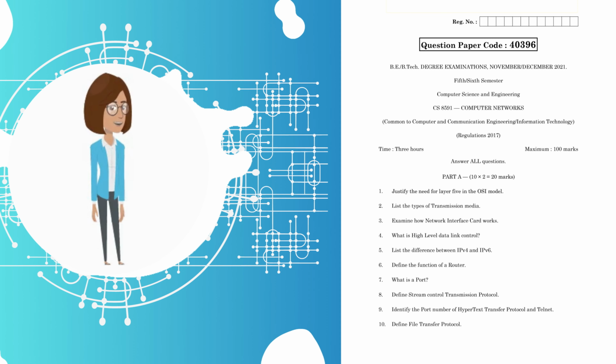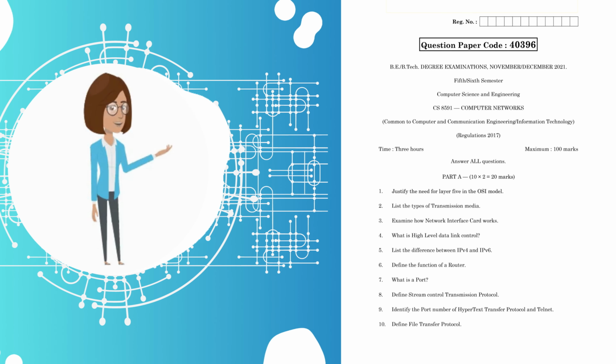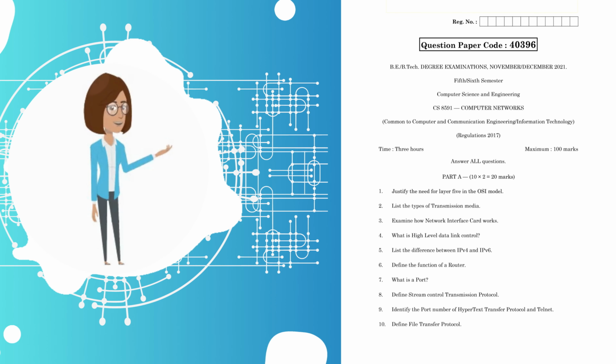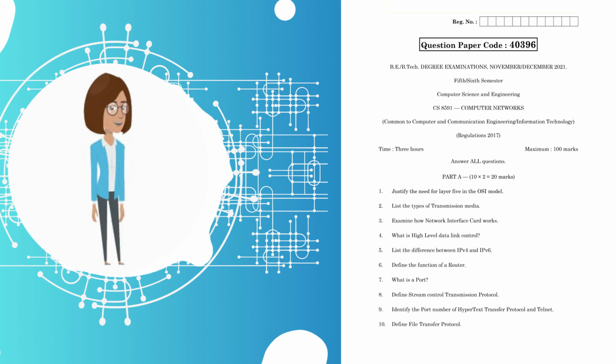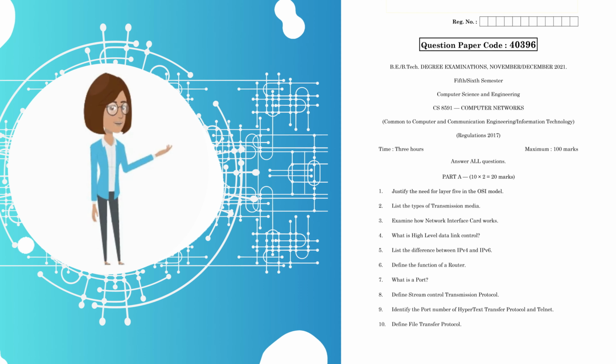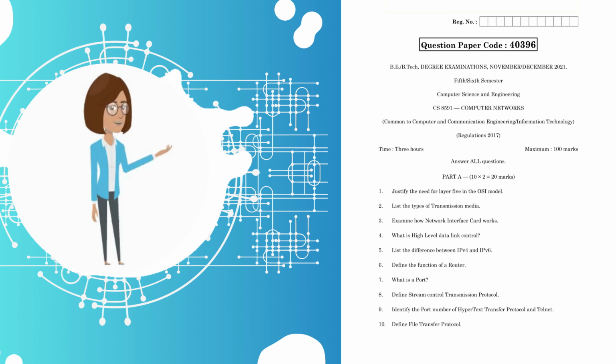5. List the difference between IPv4 and IPv6. 6. Define the function of a router. 7. What is a port? 8. Define stream control transmission protocol. 9. Identify the port number of Hypertext Transfer Protocol and Telnet. 10. Define File Transfer Protocol.